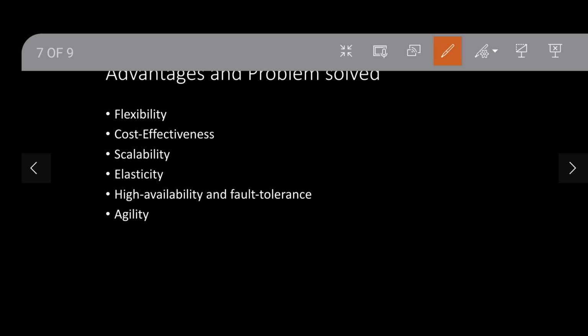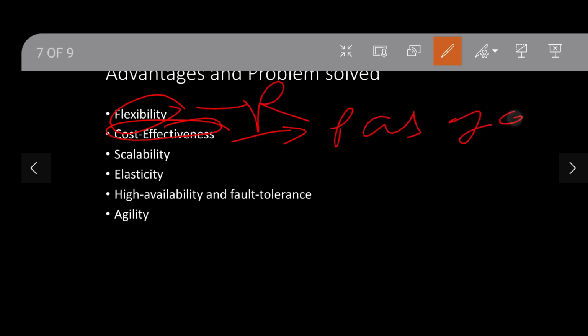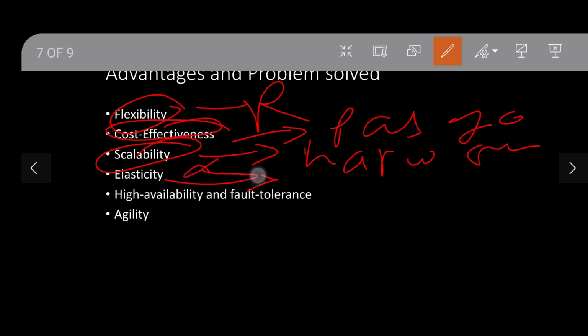Now we will look at what problems are solved by cloud and what the advantages are. Flexibility: we can change resource type when we need it. It is cost efficient: we pay as you go, we pay for the service which we have used. Scalability: we can adjust the strength of our resources, hardware or software. Elasticity: we can scale out and scale in easily.